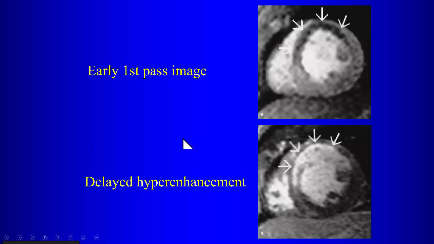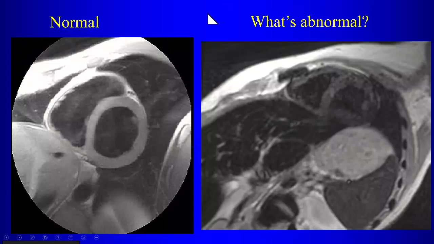All right, so let's move on to something else now. So here we have two different patients. These are both short axis views. So here's one patient, here's the second patient. So this is the abnormal patient. What is abnormal? First of all, what kind of sequence is this? Well, I've told you it's a short axis view, but what pulse sequence are we using here?